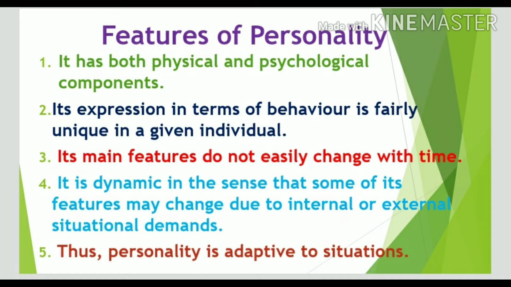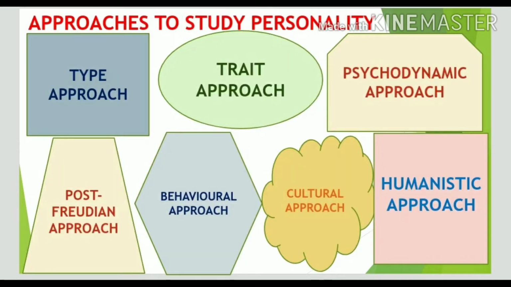That is personality. Now, the next topic is approaches to study personality. Actually, there are a number of approaches and theories that have been developed to understand and explain behavioral differences among individuals and behavioral consistencies within an individual. These theories are based on different models of human behavior. Each model, theory, or approach throws light on some, but not all aspects of personality. Actually, there are 7 approaches in your syllabus.